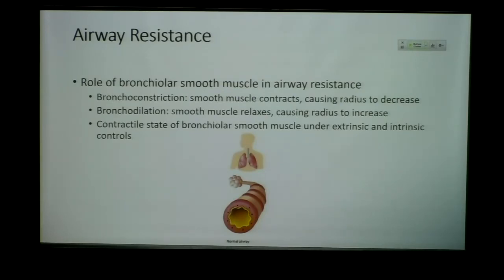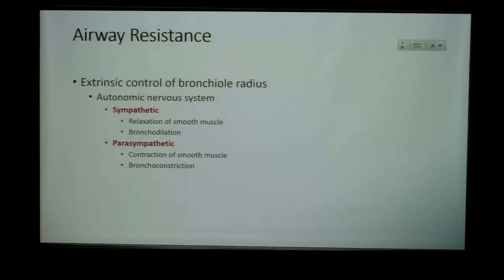So it's also under intrinsic and extrinsic controls, just like we saw in the cardiovascular system. So let's look at what those control factors are. Extrinsic control of the bronchial radius includes the autonomic system innervation here. So there's the sympathetic involvement and the parasympathetic involvement. The sympathetic involvement causes relaxation of the smooth muscle, or bronchodilation. So this is opposite to what we saw in vessels, isn't it? The sympathetics cause vasoconstriction in vessels. In the lungs, the sympathetics cause relaxation. Why do you think that is?